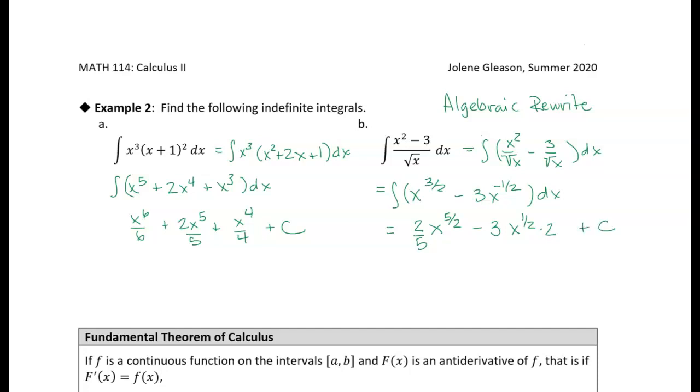Okay, so I can rewrite that. I can write this as 2/5 x to the 5 halves, and then I'll have minus 6x to the 1/2 plus c. All right, so that takes care of that technique, just rewriting things algebraically to make it into a more manageable form.